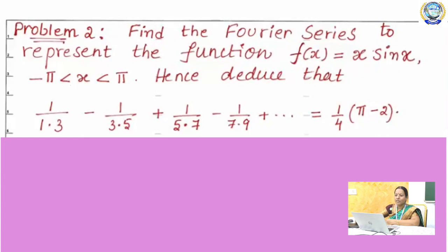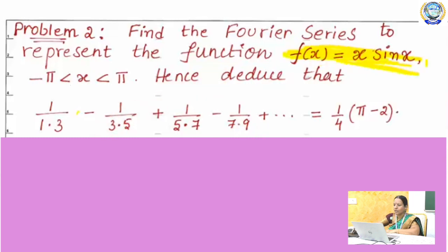See this problem. Find the Fourier series to represent the function f of x equals x sin x, where minus pi less than x less than pi, and deduce a relation. So here also they gave us a function f of x equals x sin x, and they gave the interval minus pi comma plus pi in a different manner, such as here they mentioned x lies between minus pi and plus pi. Nothing but they gave us the interval minus pi comma plus pi.